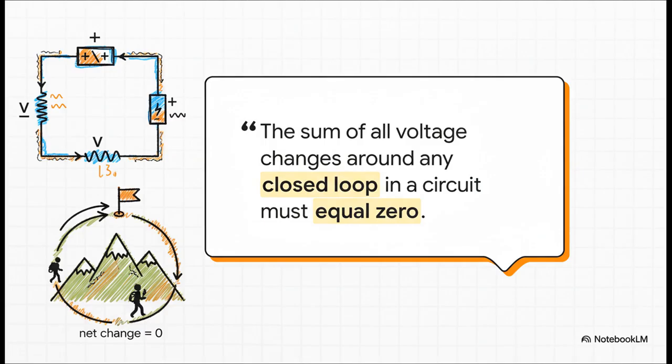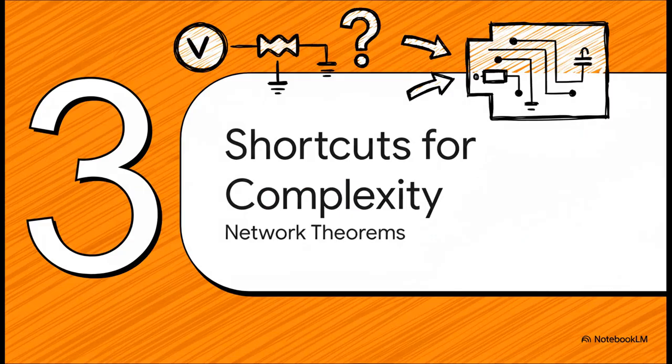Kind of like hiking up a mountain and then back down to your starting point. Your net change in elevation is zero. So now we've got our players, and we've got the fundamental rules of the game. And with just those, you could, in theory, analyze any circuit you want. But there's a pretty big problem.